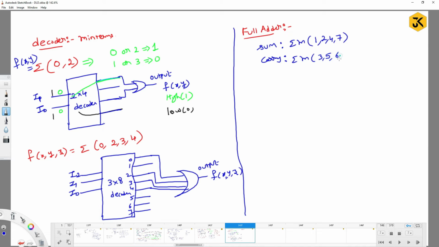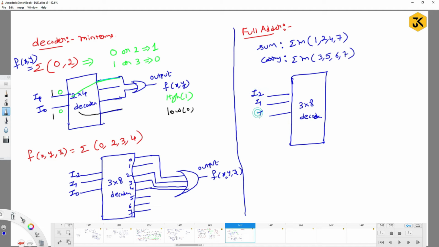For carry, the minterms are 3, 5, 6, 7. What kind of decoder is required here? A 3 by 8 decoder is enough. With a 3 by 8 decoder, we have the inputs I2, I1 and I0, and the output lines ranging from 0 to 7: 0, 1, 2, 3, 4, 5, 6 and 7.